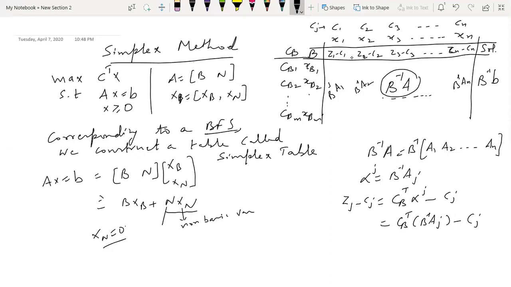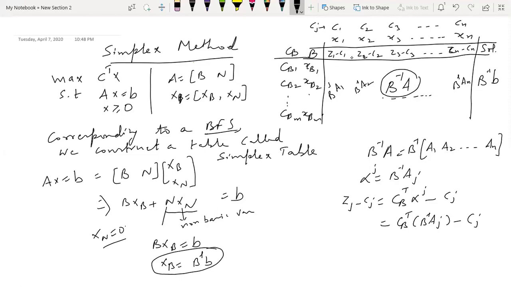So this implies that BXB is equal to the right hand side, because AX is this. So that means it was giving me BXB equal to small b, because XN is equal to 0. So my XB was nothing but B inverse b. So we were calculating my basic feasible solutions as this.